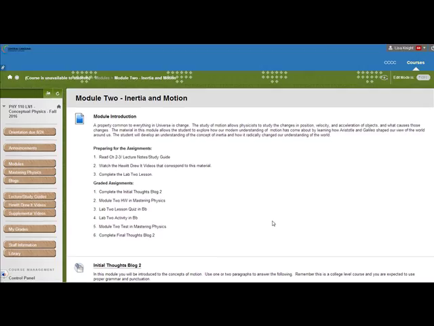Once again, the initial blog is always due on the due date for the previous module. The final blog is always due a day after the module due date. So that way you're always thinking ahead and thinking back on what you've learned.